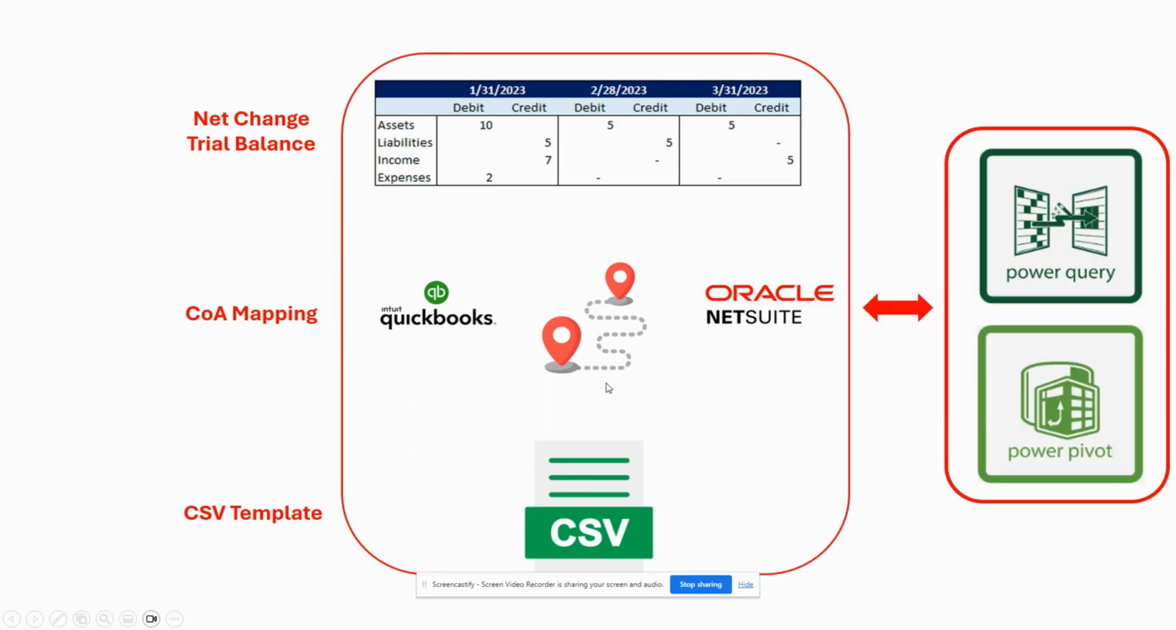Okay. In Fusion, we use a combination of Power Query and Power Pivot. We have a couple of templates. These basically allow us to automate the information transformation process.